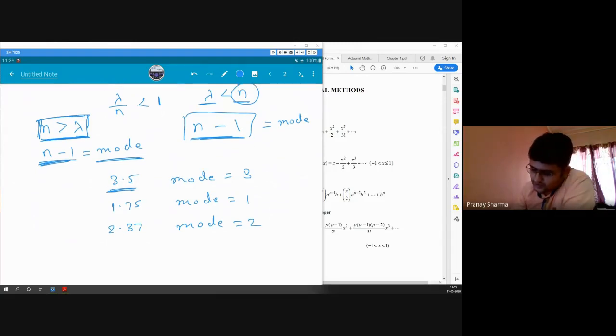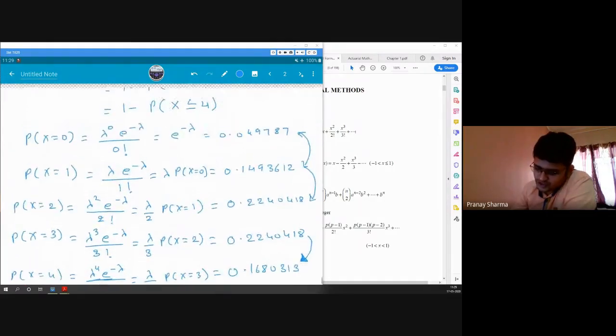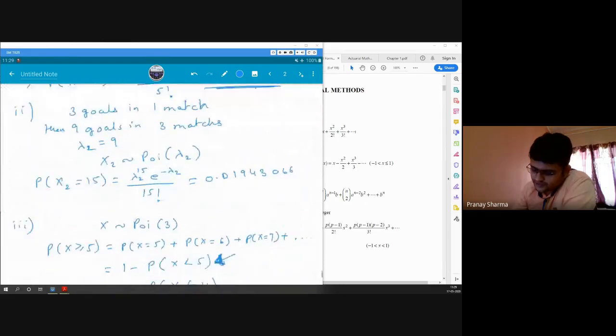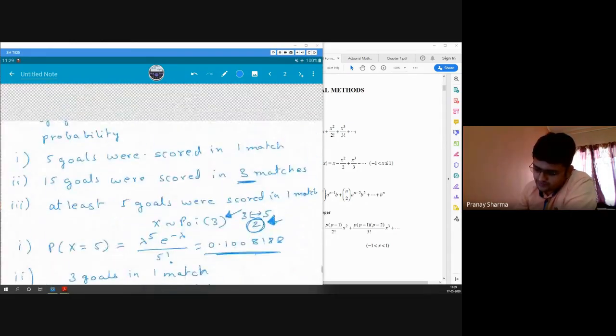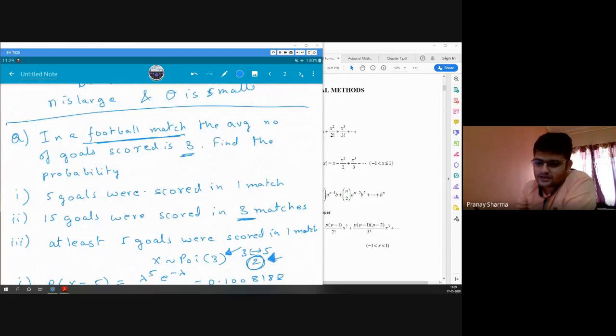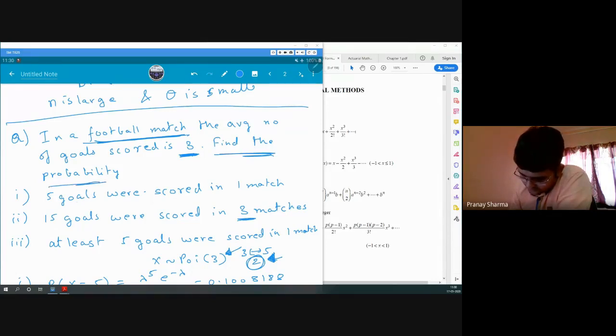Let's move forward. So this was all about Poisson distribution. So Poisson distribution, how do we recognize it? First of all, a rate will be given, something per time. So here it was goals scored were 3 per match. And then they will ask us the number of successes. Number of successes is a discrete distribution. We said find the probability of 5 goals being scored in a match. So a discrete value, number of successes.